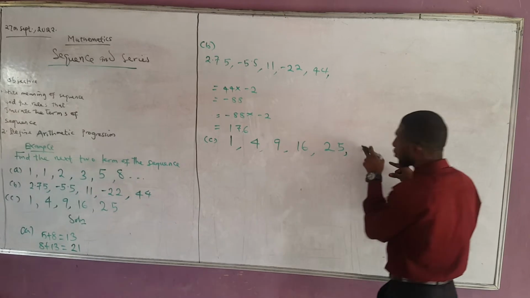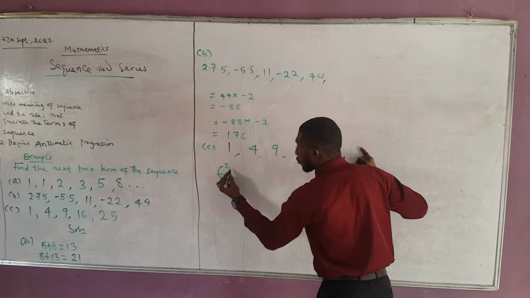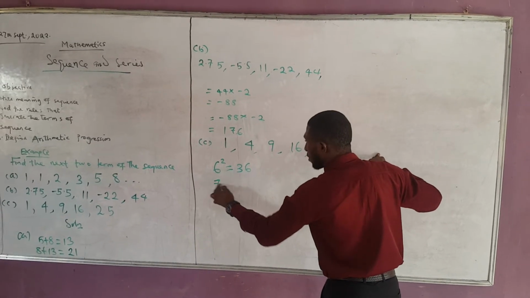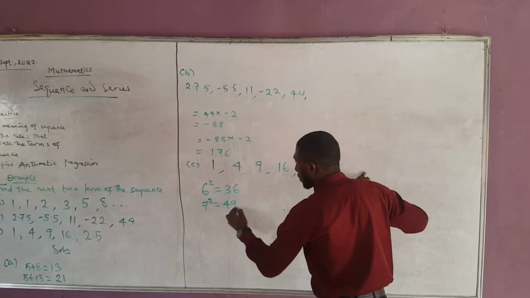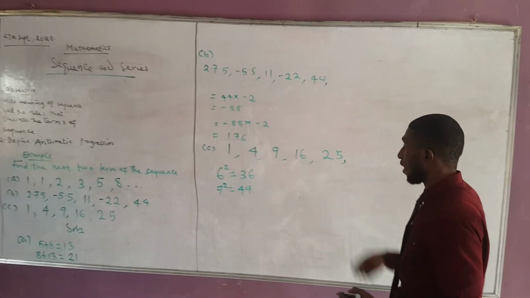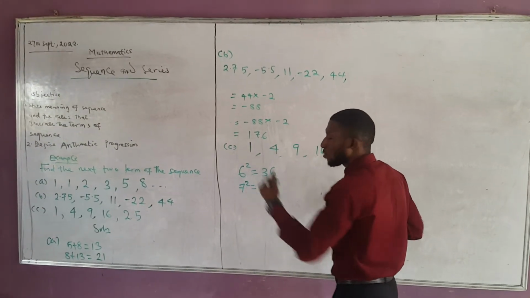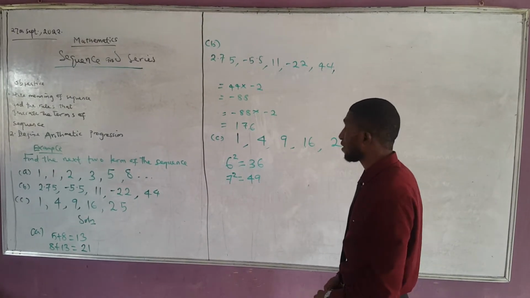Alright, the next one here is going to be the 6th term, which is 6 squared, which is 36. Then the next one after that is going to be the 7th term, which is 7 squared, which is 49. Therefore, the next 2 terms here are 36 and 49. If you want to know the rule governing this one, you just square the term number, and that is the rule guiding this one.